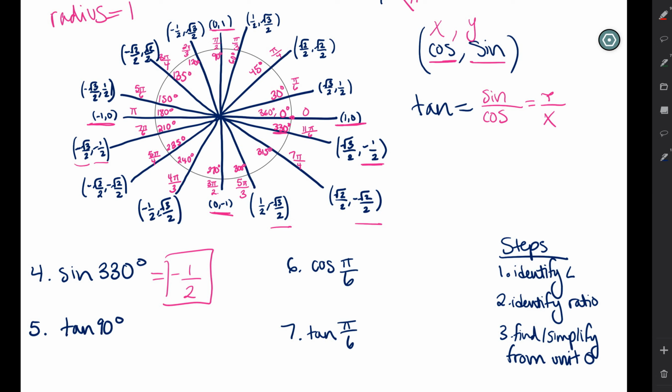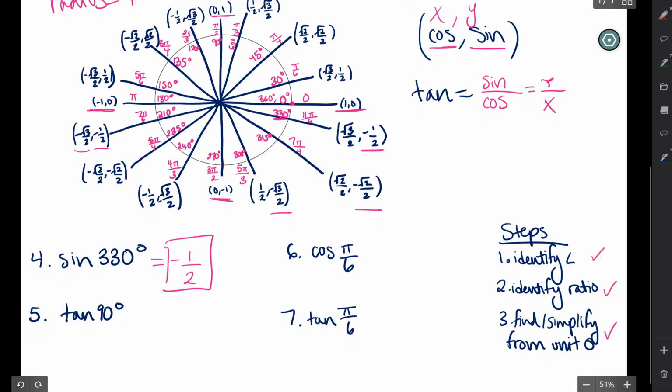So what I did was I identified my angle measure. Check out the steps on the right-hand side. I identified the ratio I was looking for. I was looking for sine. And by ratio, I mean trig ratio. And then I need to either find it from the unit circle or simplify it in the case of tangent.